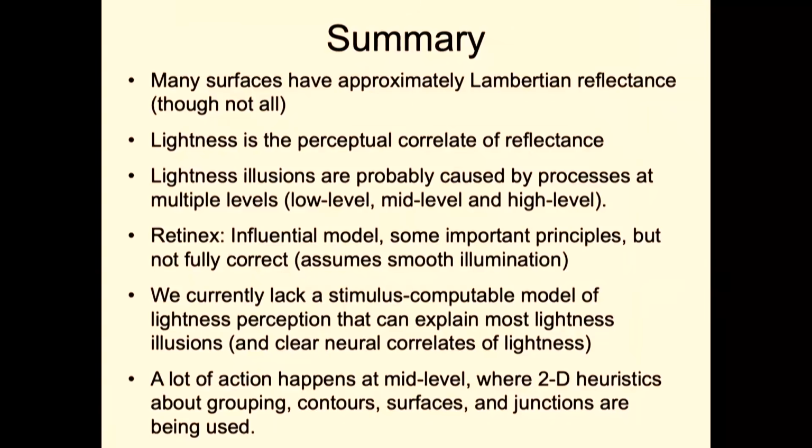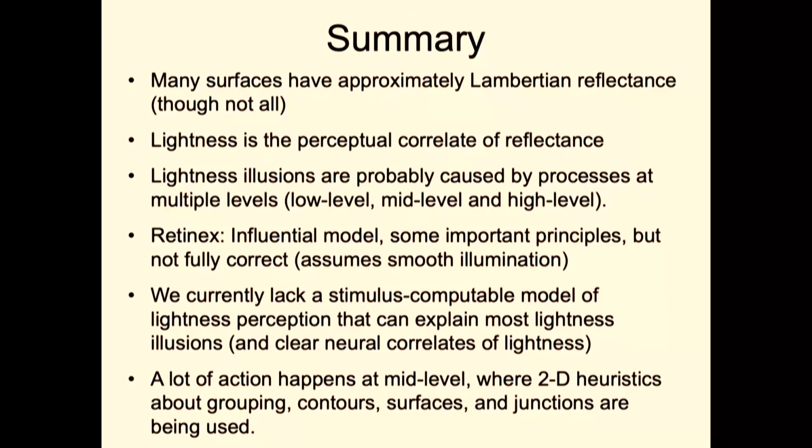Okay, so just to summarize, many surfaces have approximately Lambertian reflectance, though as we talked about, not all. So that means that reflectance can be summarized as one number. Lightness is the perceptual correlate of reflectance. Lightness illusions are probably caused by processes at multiple levels: low level, mid level, and high level. Although exactly what that means and how those things operate, and getting complete theories of this, is still an ongoing thing.